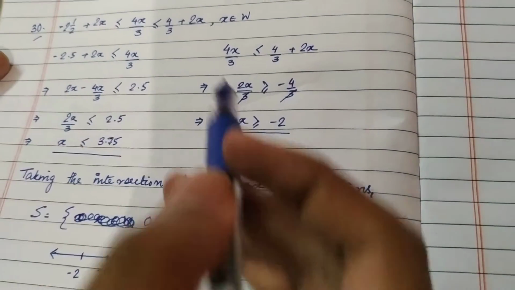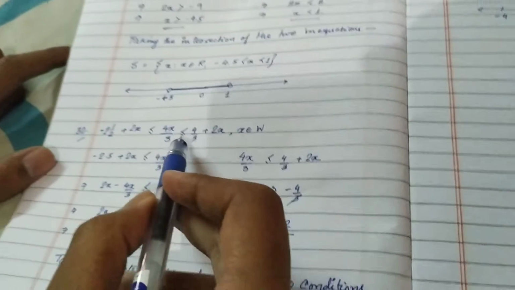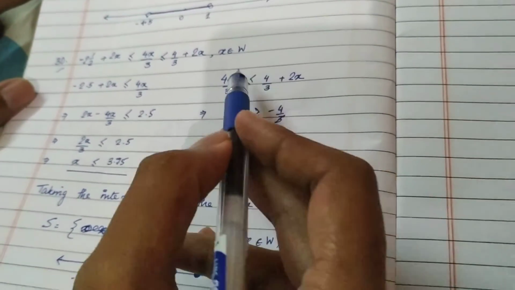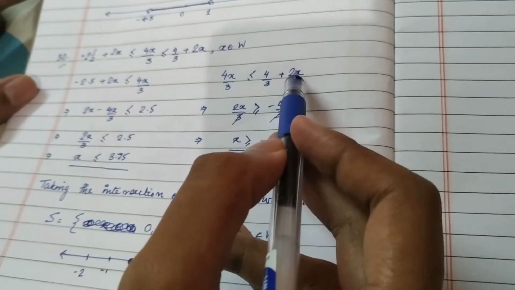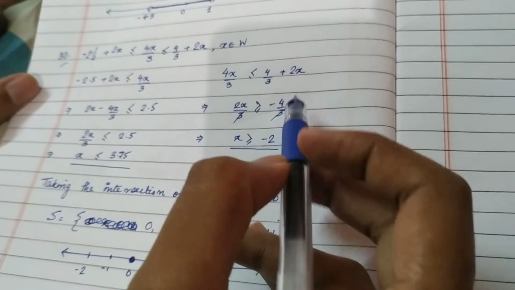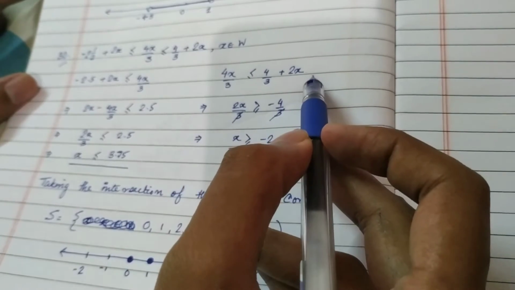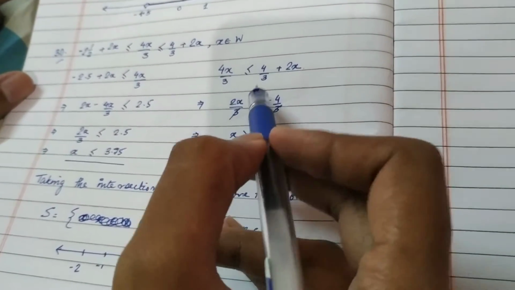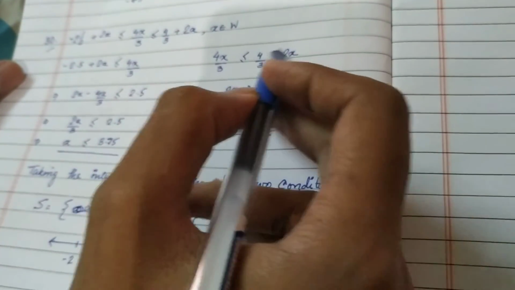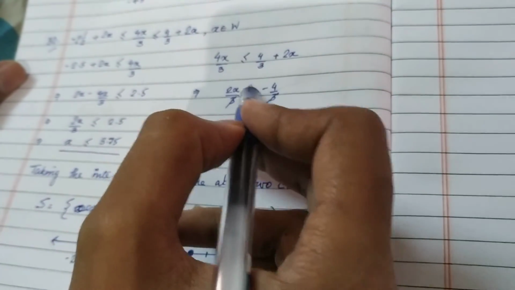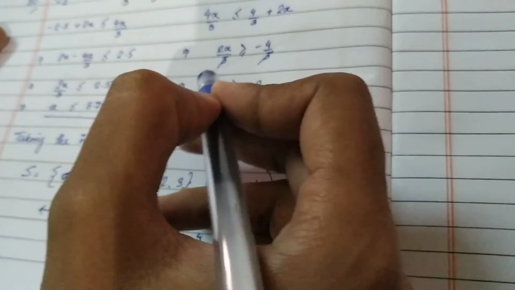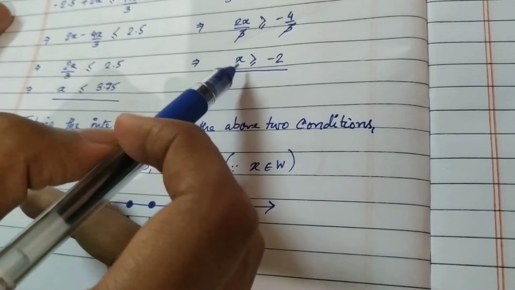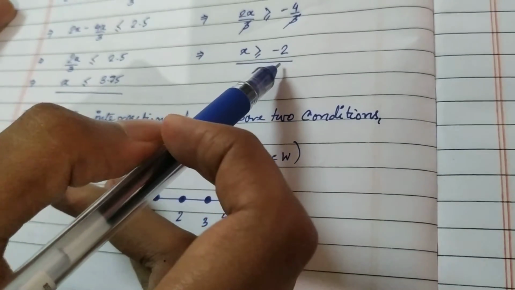And similarly we solve the other part. So 4x by 3 is less than or equal to 4 by 3 plus 2x. Again bring this 4x by 3 to this side and 4 by 3 to this side. Then we get 2x minus 4x by 3, which is again 2x by 3, and this side we have minus 4 by 3. And obviously since we are taking the x terms to this side, it will become 2x by 3 is greater than or equal to minus 4 by 3. Both 3's get cancelled on each side. We divide both sides by 2, we get x greater than or equal to minus 2.